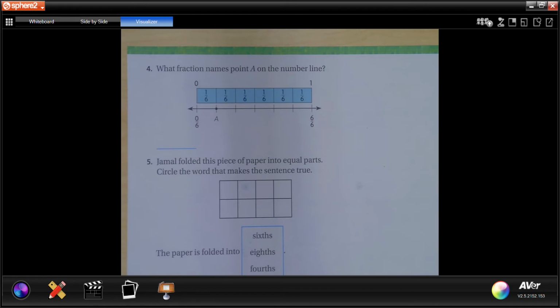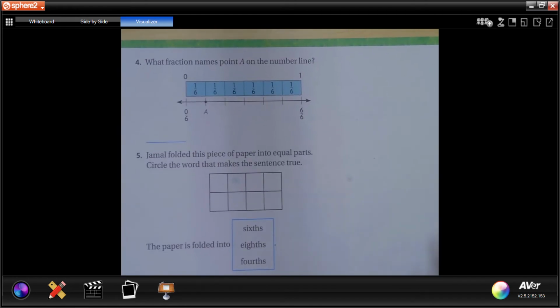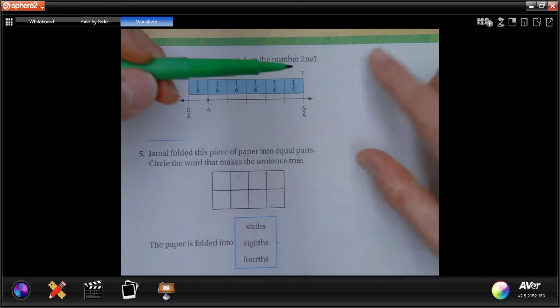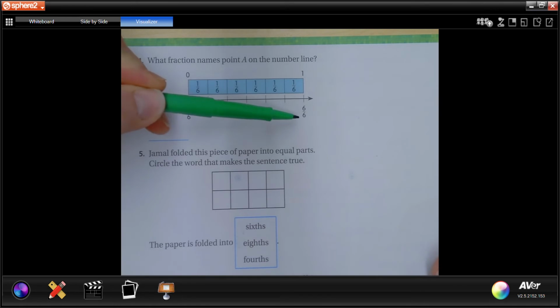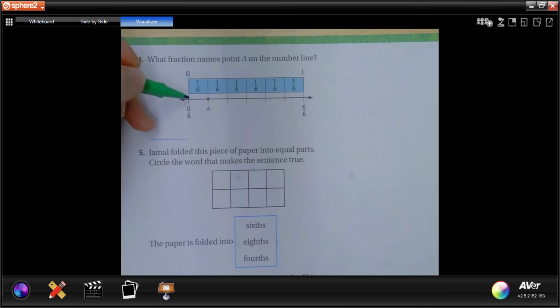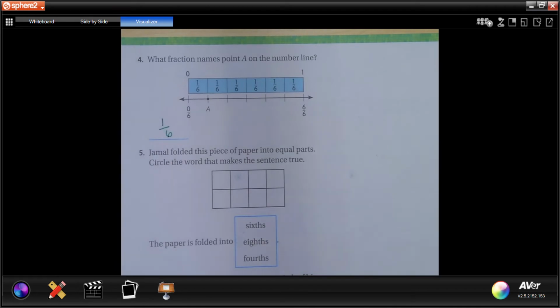Number 4. What fraction names point A on the number line? Okay, well we know that in our whole we have 6 parts, right? Because our denominator is 6. So as a whole, 6/6 is one whole. So if we go to point A, we're just going to go on the number line to the first spot. So if we are going one spot out of 6 spots, that is 1/6.